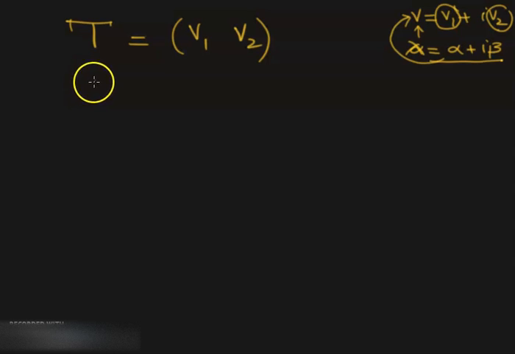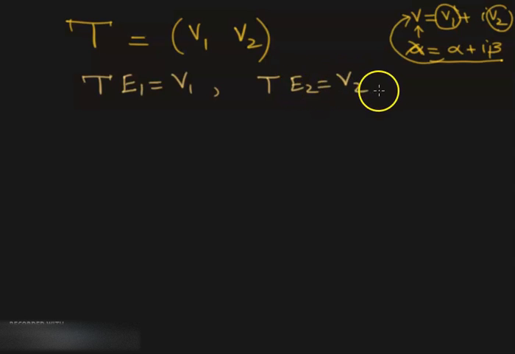And we have already shown in the previous parts that if you apply this T on e1, then it is v1, and if you apply it on e2, it is v2.